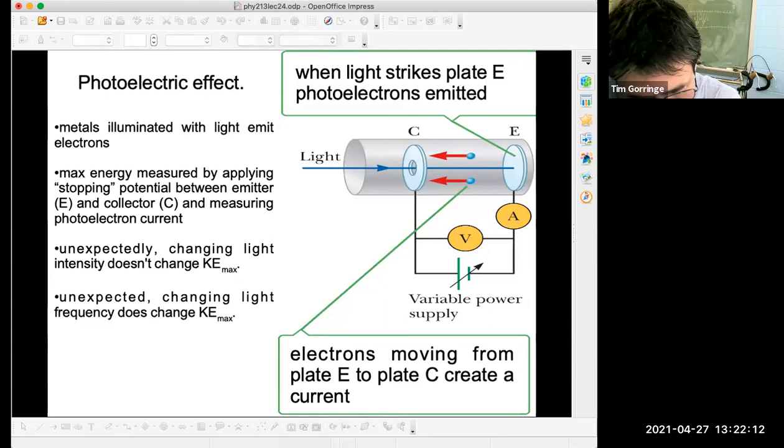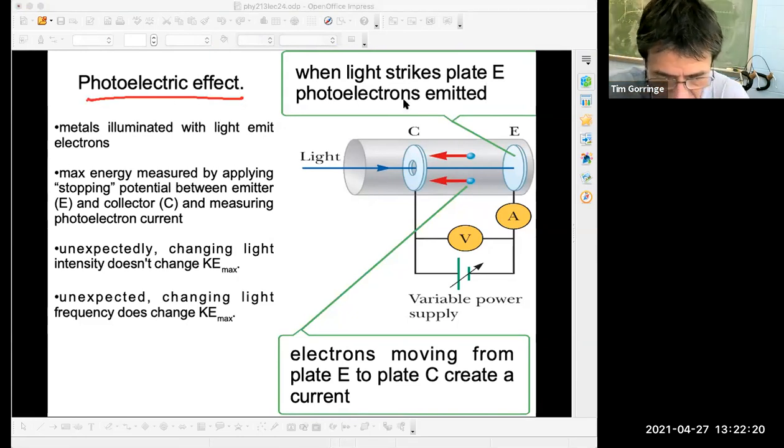So I'm going to get my pen going again. And I want to discuss this over here on the right, this device for measuring the photoelectric effect. Again, the photoelectric effect is that if you illuminate metals with light, electrons are emitted. Now, in this setup, it's a setup for measuring the maximum energy of the emitted electrons. So now I want to be a scientist and explore the photoelectric effect. I want to measure the maximum energy of the emitted electrons. So this is how we measure that maximum energy.